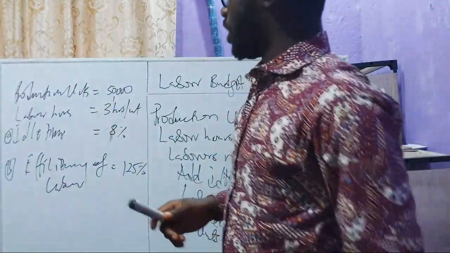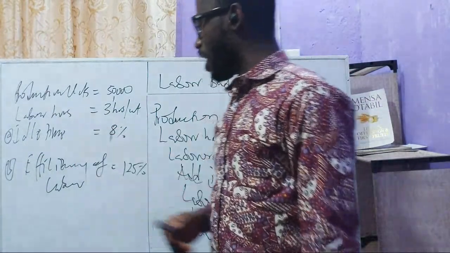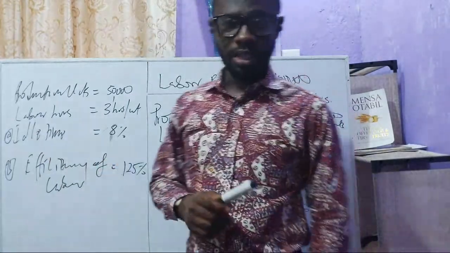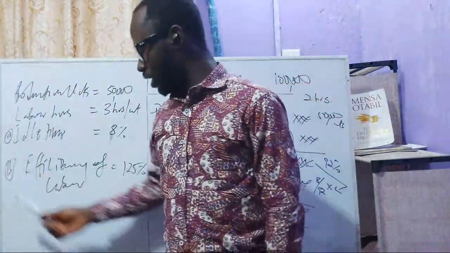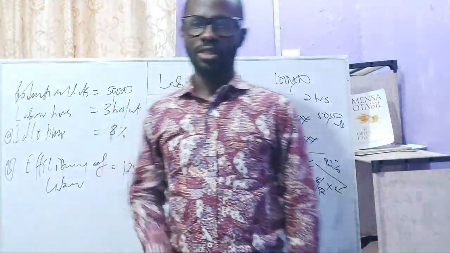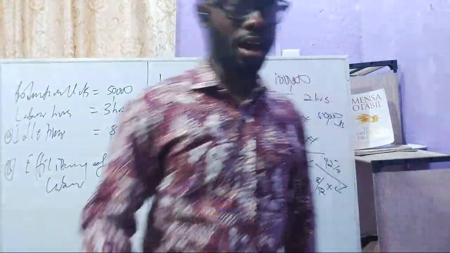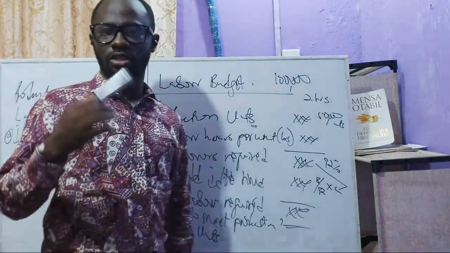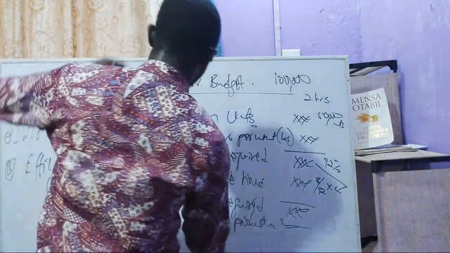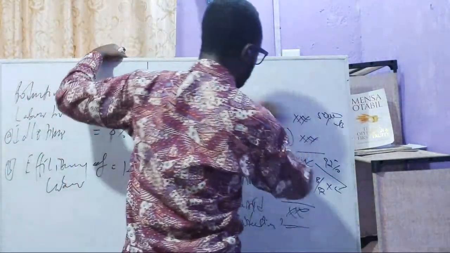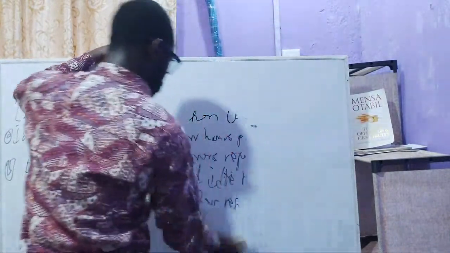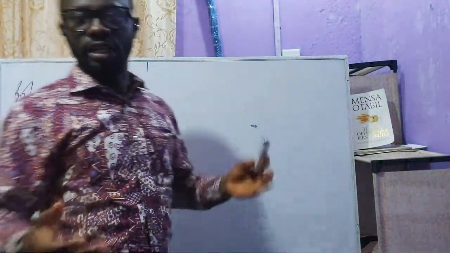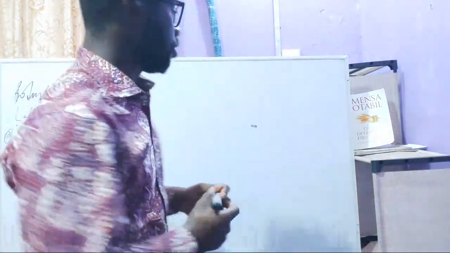So production unit is 50,000. Labor hours required is 3 hours per unit. Idle time 8%, that is scenario A. And scenario B, labor efficiency is 125%. The requirement is to calculate the labor hours required to meet the production unit. So how do we go about that? Very simple. It is the labor hour budget that we are preparing.